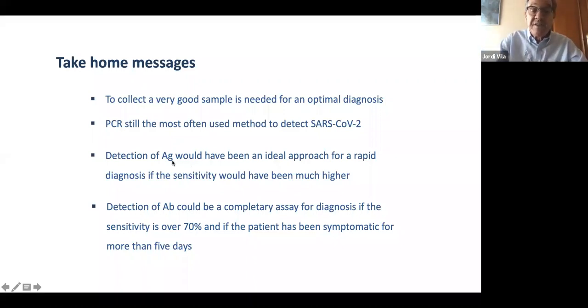The third message is that the detection of antigens would have been an ideal approach for a rapid diagnosis if the sensitivity were much higher. But again, the kits that we tested in the lab to detect the presence of proteins, the presence of antigens in the nasopharyngeal swabs, really had a very poor sensitivity. And finally, the detection of antibodies, as I mentioned, could be a complementary assay for diagnosis if the sensitivity is over 70% and if the patient has been symptomatic for more than 5 days.